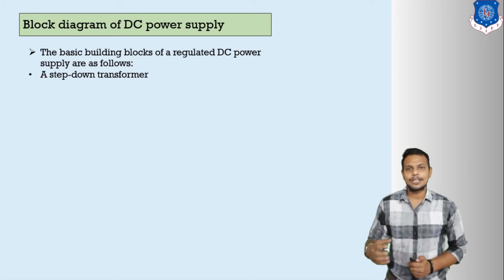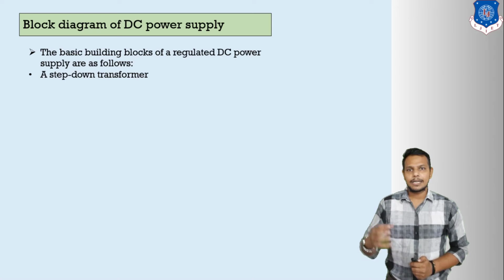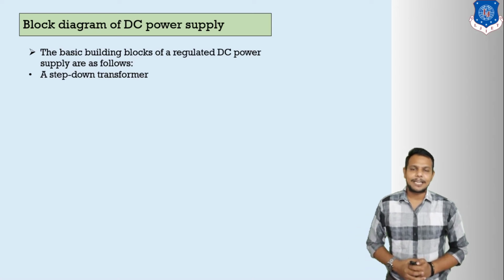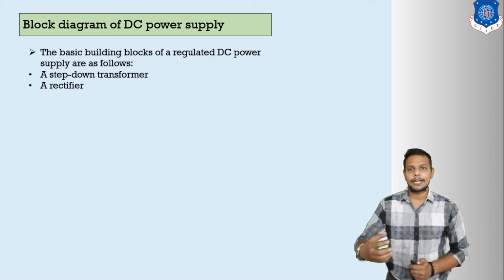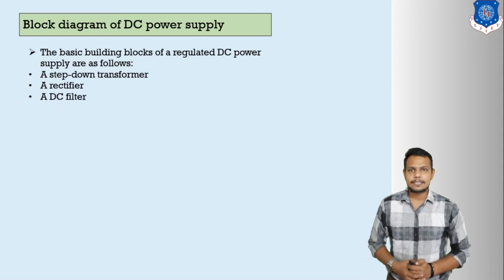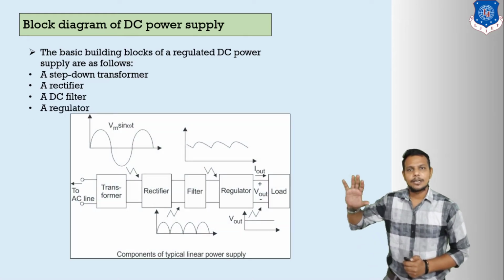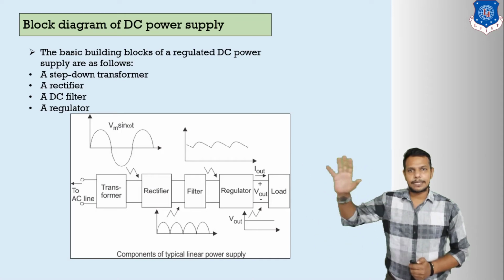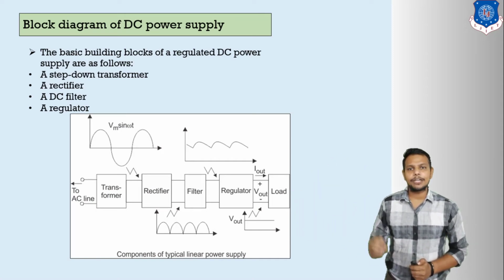Here we are using a step down transformer in every application of PN junction diode. Then after, we have to connect one rectifier. Then the third block is the DC filter, and the last one is the regulator. So this is the block diagram which indicates how we convert AC to DC waveform. Here we want DC supply by using AC.